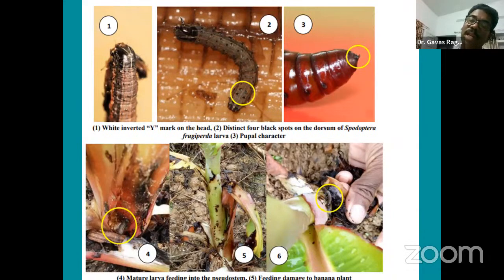During 2020, we did an extensive survey of Kerala, and from the district of Wayanad, a hilly district, we could, for the first time in India, report an attack of fall armyworm, Spodoptera frugiperda. The scientific name is Spodoptera frugiperda. It attacks banana. And here, the young banana plants are severely damaged by the caterpillars boring into the pseudostem as well as feeding on the leaf.